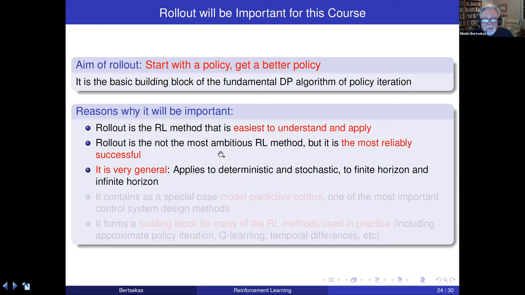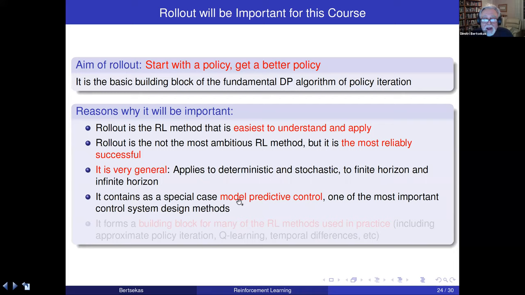Rollout is also very general. It applies to deterministic problems, stochastic problems, finite horizon, and infinite horizon. There's an important special case, which sort of guides the art here, because there's a lot of experience with model predictive control. And so we can learn a lot in applying rollout from our experience in model predictive control. And the reverse is also true. We can apply model predictive control with a better perspective if we understand that it is connected to reinforcement learning and to rollout in particular.